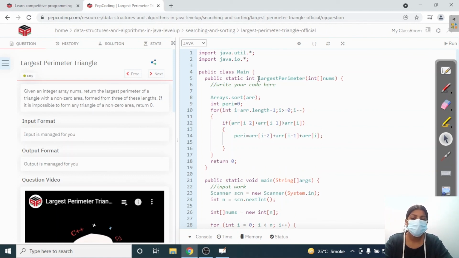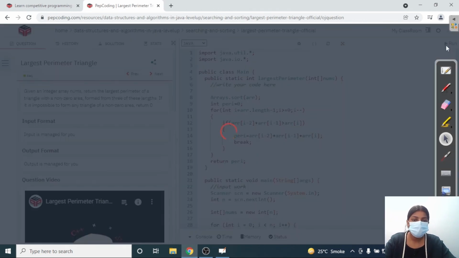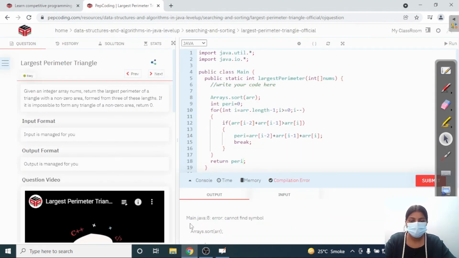We are searching from the last end of my array, that is, from the largest sides. So it means we have found the maximum perimeter now, so we are going to break this for loop. It means we don't have to search for triangles on the left side, for the smaller sides also. What we are going to do is return perimeter. Let's try to run this. It's nums, it's not ARR. Let's just name it ARR.